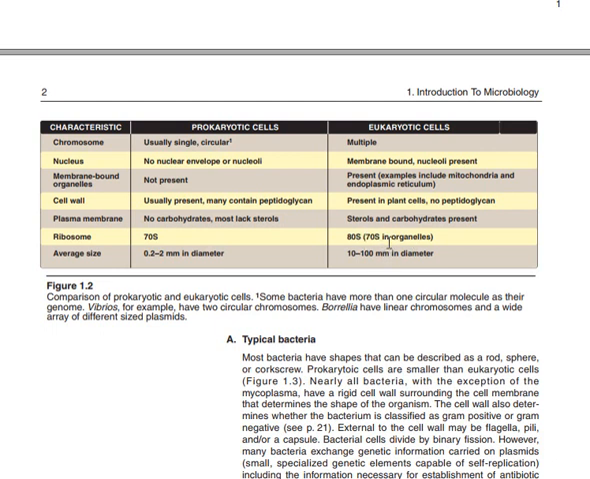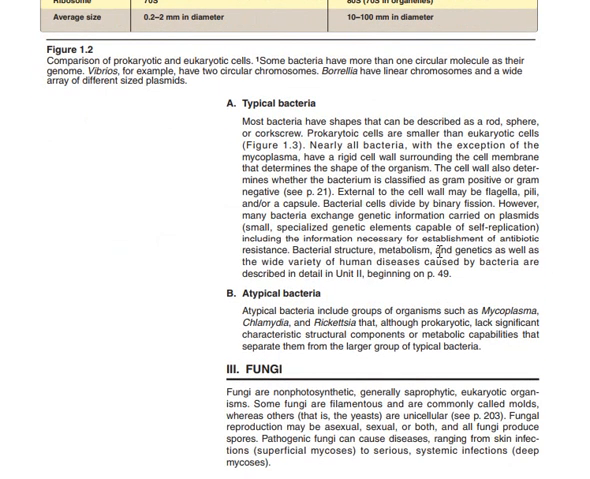So the question that I can ask you is, does the eukaryotic cell not contain 70S ribosome? The answer is no. Eukaryotic cells contain both 80S and 70S ribosomes, because the 70S ribosomes are present inside the mitochondrion, while the 80S ribosomes are present in the cytoplasm of the eukaryotic cells. Now the average size of these cells is usually smaller, 0.2 to 2 micrometers in diameter, and these are usually larger, 10 to 100 micrometers in diameter. Is it clear? So those are the different aspects of these microorganisms.